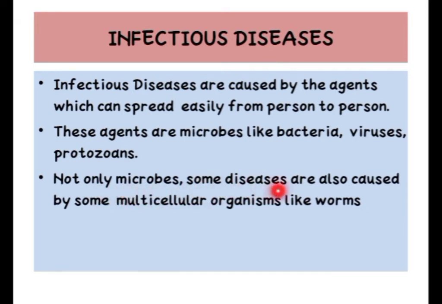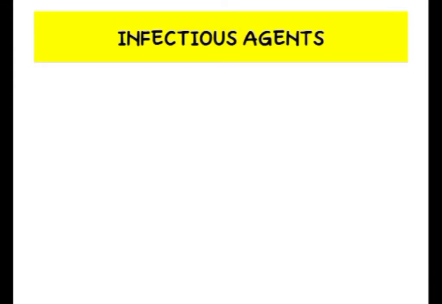Not only microbes, some diseases are also caused by some multicellular organisms like worms. So children, students, don't think that infectious disease only occurs because of microbes. Not only microbes, some bigger animals can also cause infectious disease, for example worms. Worms are multicellular organisms, and some types of disease can be caused by worms, and these are infectious diseases. That means if you interact with a person who is having this disease, you may also get that disease by interacting with that person.